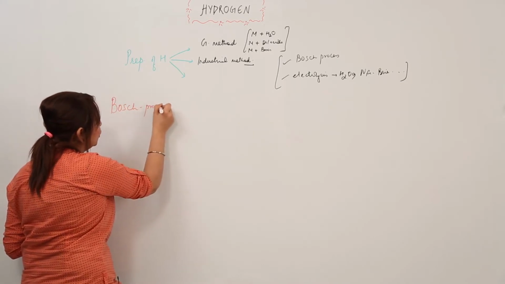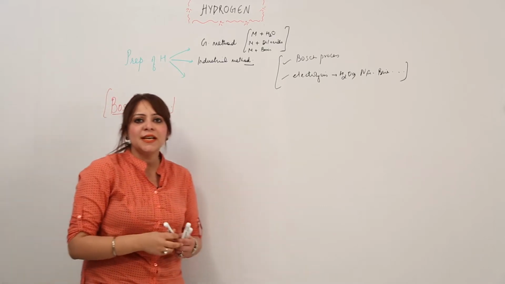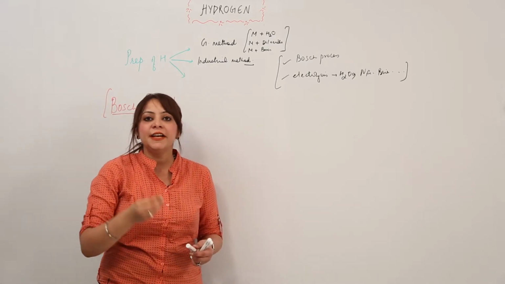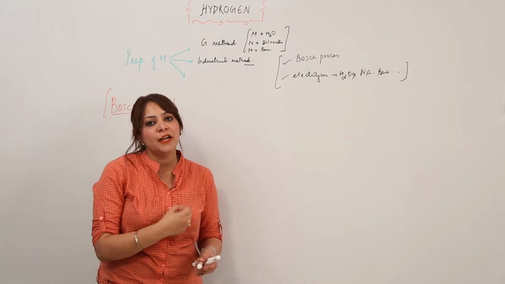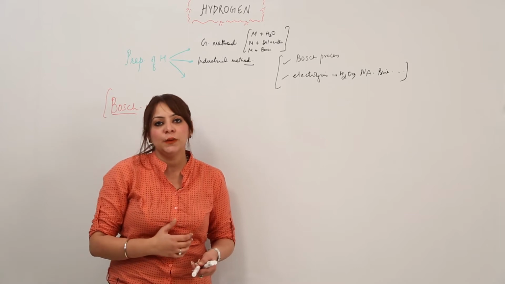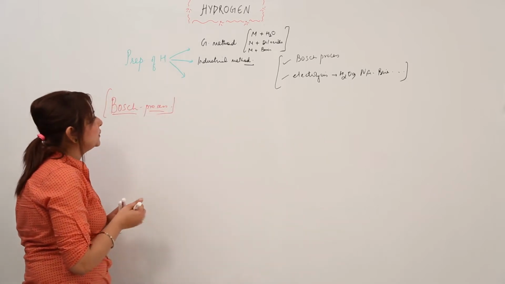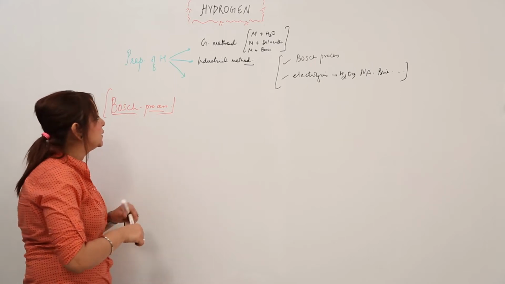This is one of the most important processes. If you get a question related to the industrial process, there is an 80% chance that you get the preparation by the Bosch process. That is very important and you will study it in higher standards as well, right? So just look at the board carefully. By the Bosch process, how is hydrogen being prepared?